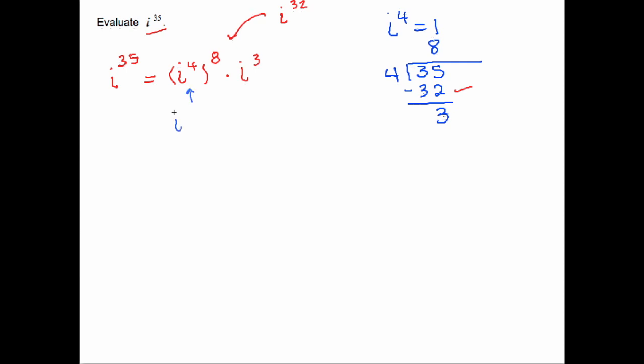Now we know i to the 4th is equal to 1. So what we have now is 1 raised to the 8th times i cubed. And that's 1 times i cubed, which is i cubed. And now we'll just simplify i cubed. We know i cubed is negative i.